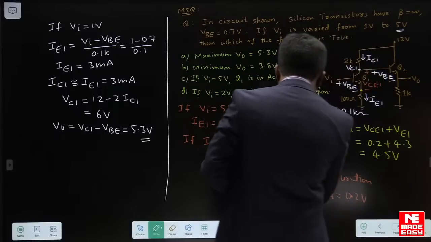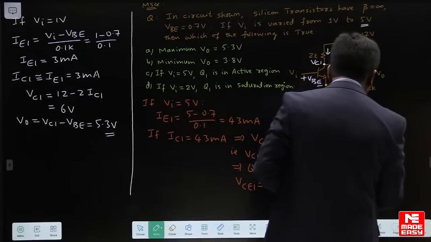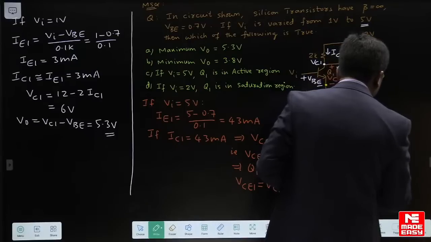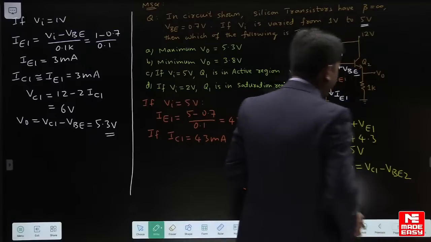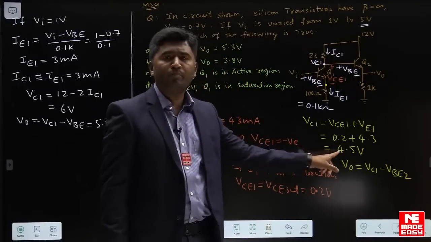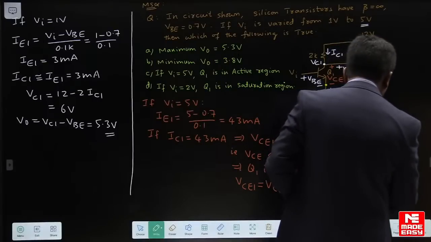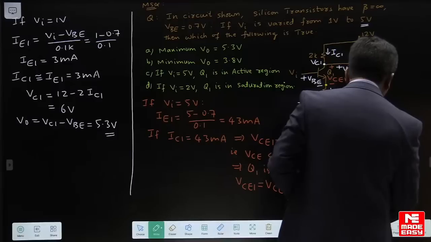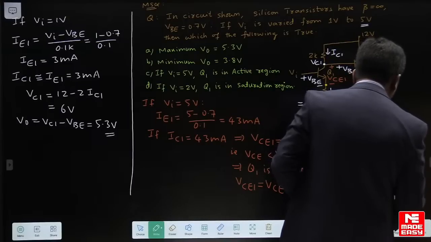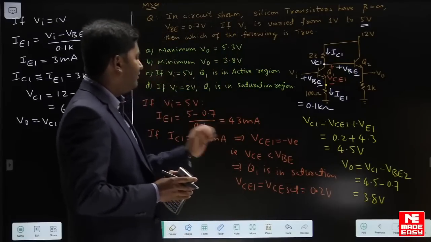Okay, now you can calculate V0. अगर आप V0 find करेंगे, it will be VC1 minus VBE2. VC1 को हमने फाइंड किया है 4.5, 4.5 minus 0.7, it will be 3.8 volt. So this is the value for V0.